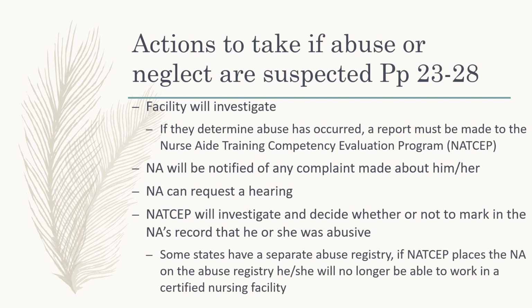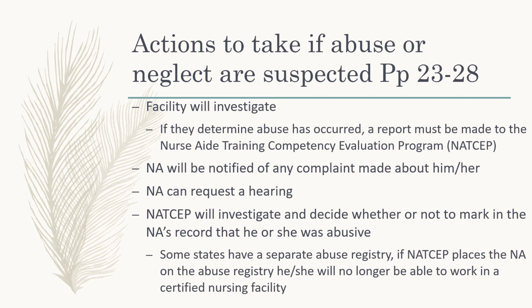So actions that will be taken if abuse or neglect are suspected come from pages 23 through 28. The facility will first investigate according to its policies and procedures. If they determine abuse has occurred, a report will be made to the Nurse Aide Training Competency Evaluation Program. The NA will be notified of any complaint made about him or her to the Nurse Aide Training Competency Evaluation Program. The nurse aide can then request a hearing.